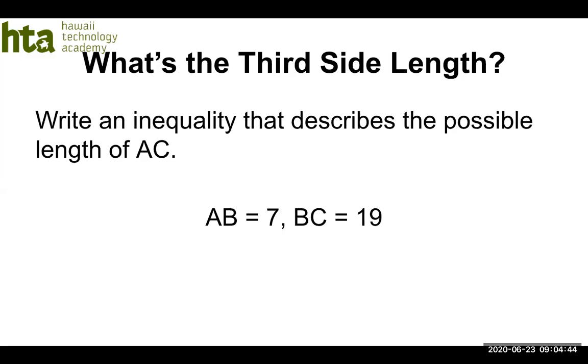All right. So remember, the name of what it's asking you to find the possible length of goes in the middle. If it was XY, you put XY. If it was BC, you put BC. Between two less than signs, add 7 plus 19 to get 26. That goes on the right side. Subtract 19 and 7 to get 12. That goes on the left side. So this is your answer.